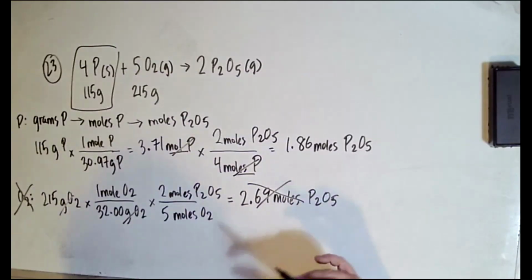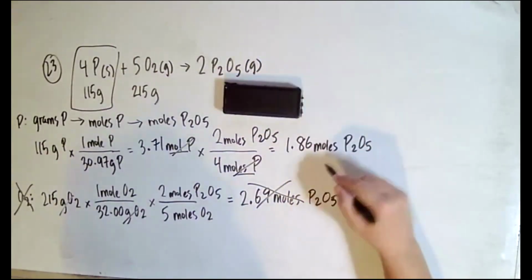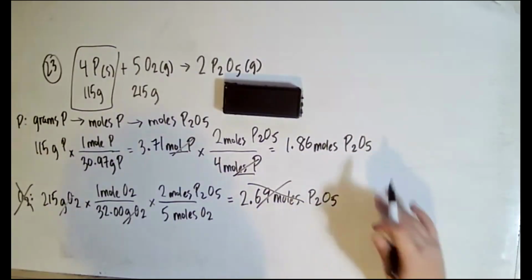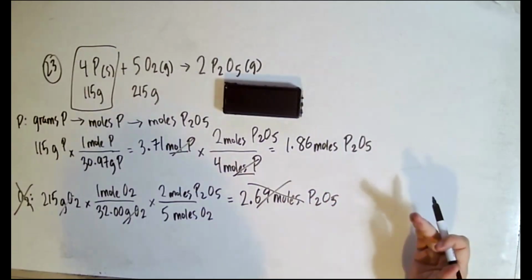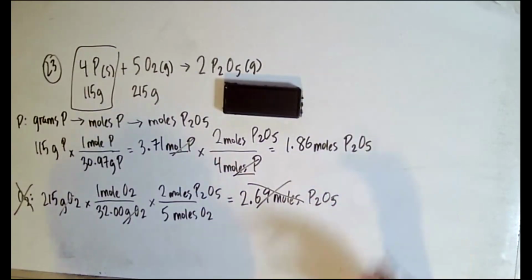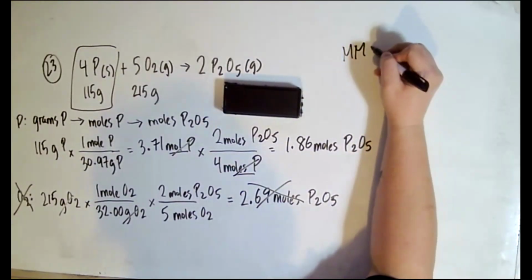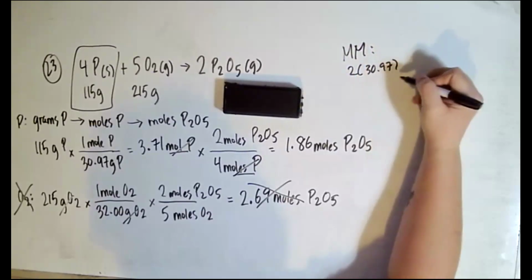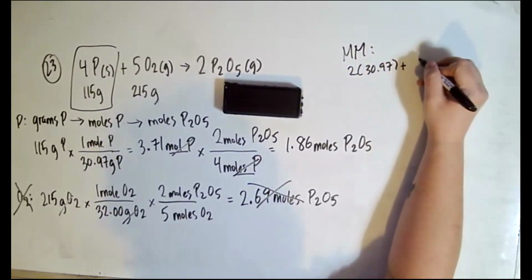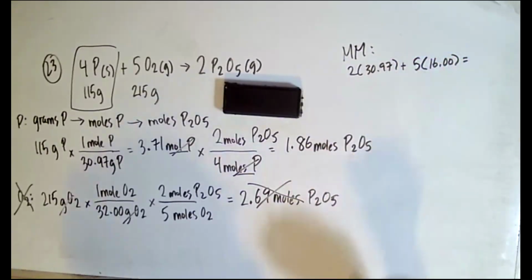Now we have to figure out how much P2O5 in grams is formed. We already know how much P2O5 in moles has been formed. But we're going to take this mole value and figure out the mass of P2O5 that was formed by using the molar mass. So the molar mass for our P2O5 is going to be 2 times 30.97, that's our mass for our phosphorus, plus 5 times 16, which is the mass for our oxygens.